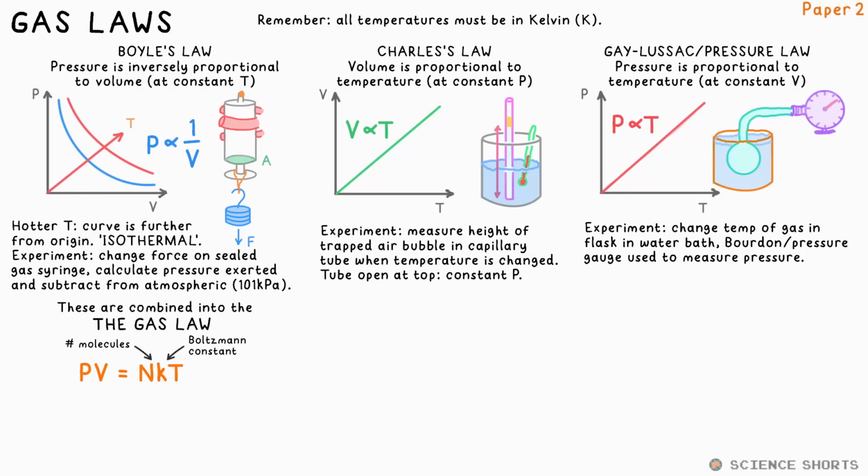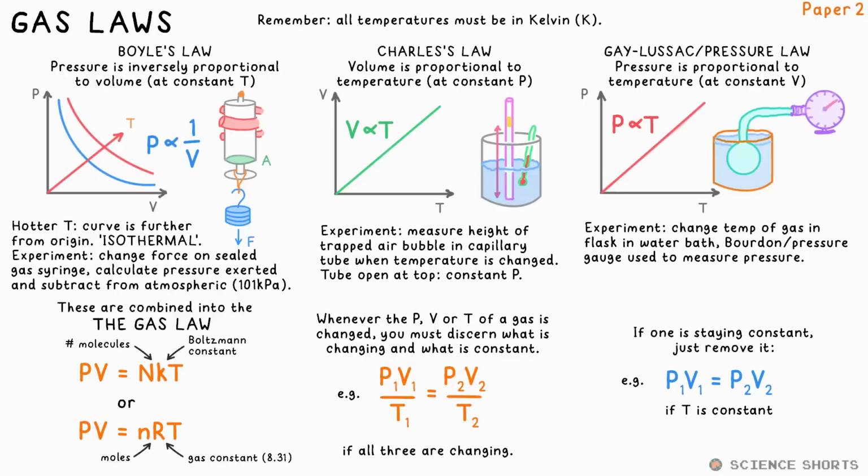To turn this into an equation, that's big N times K, where big N is the number of gas particles or molecules and K is the Boltzmann constant. As big N is huge and K is tiny, we can swap them out for little n, that's moles, and R, the molar gas constant, or we might just say gas constant, which is 8.31. Much nicer numbers to deal with. If only 2 out of P, V and T are being changed, we just use one of the above laws. If all 3 are being changed, and also n isn't changing, then P1V1 over T1 equals P2V2 over T2.